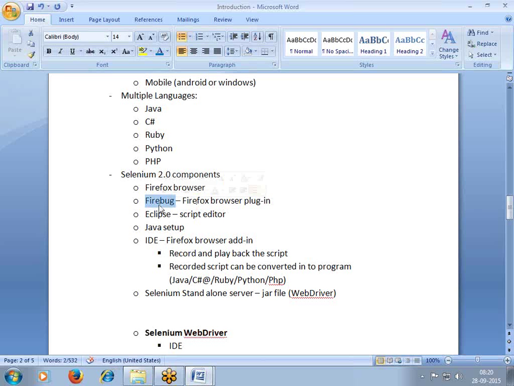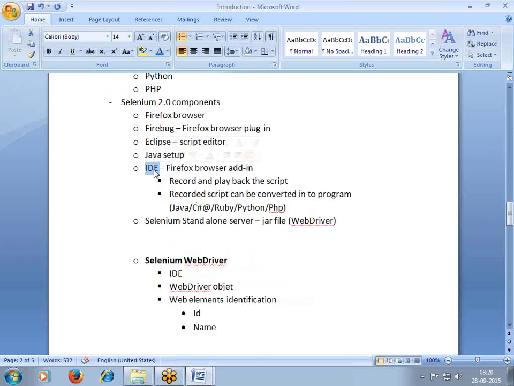And Firebug is another thing. It is a Firefox browser add-in, Firebug. It is required. What is the use of this one? We will see that later. But we have to install Firebug, and after that we need Eclipse. Eclipse is a scripting editor where you can create a Selenium script. In Eclipse only you will be writing our Selenium programs. So Eclipse is required. And Java setup. Java should be installed in your system. And then we have to install IDE. It is a Firefox browser add-in like Firebug. And after that we have to download the Selenium standalone server. So all these components we should have in our system to start working with Selenium 2.